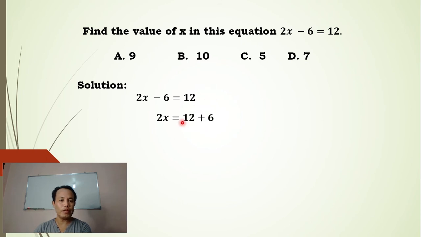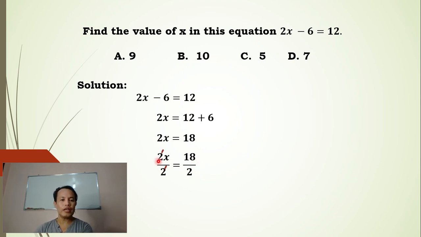So the equation becomes 2x, because we already have cancelled out the negative 6. So what remains here is 2x equals 12 plus 6. Then 12 plus 6 is 18. So we copy 2x. And since we are only going to solve for the value of x, what we have to do now is to divide both sides of the equation by 2 to eliminate the 2. So this becomes 2x divided by 2, and whatever we do to the left side of the equation is the same thing we need to do to the right side of the equation. That's why we have 18 divided by 2.